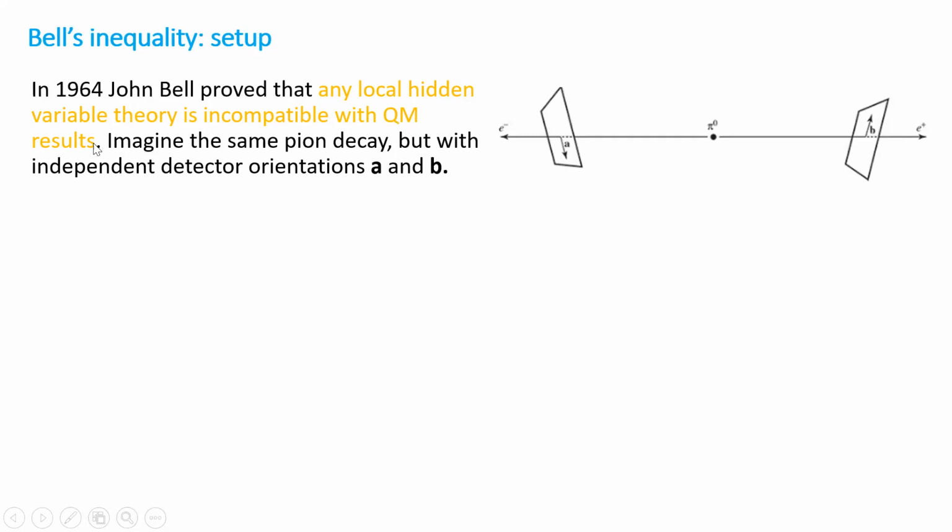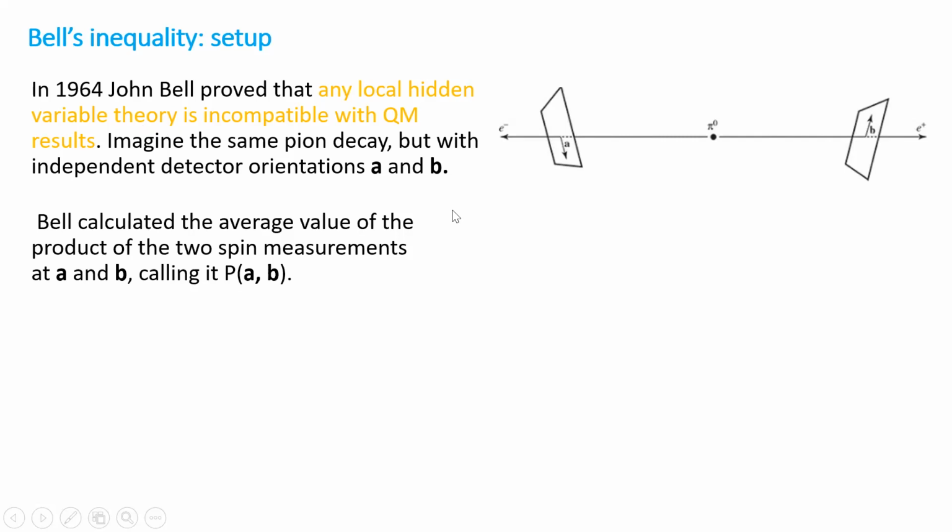All right, so let's see an outline of how Bell established that. So imagine the same pion decay. Here's the pion, here's the electron, here's the positron coming off, but with independent detector orientations A and B. So here's A, here's B. Now they're not in the same direction, so it's not two spin up detectors. This would be like spin at some angle here and spin at some angle here. Okay, so independent detector orientations A and B, which are vectors in space.